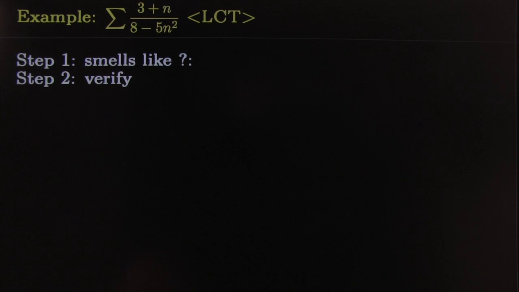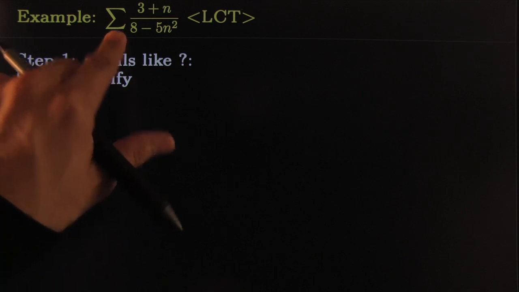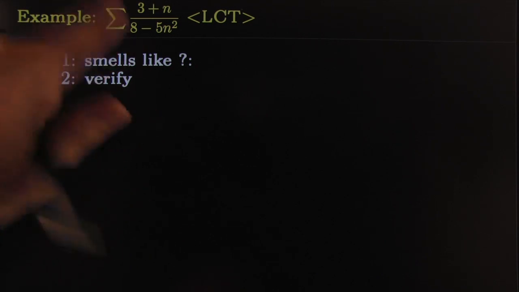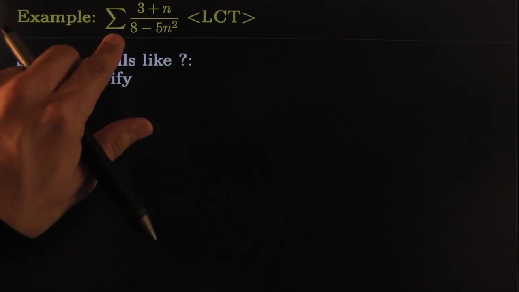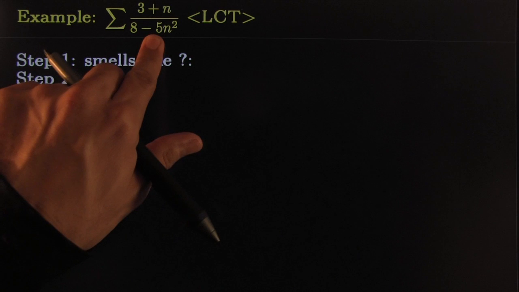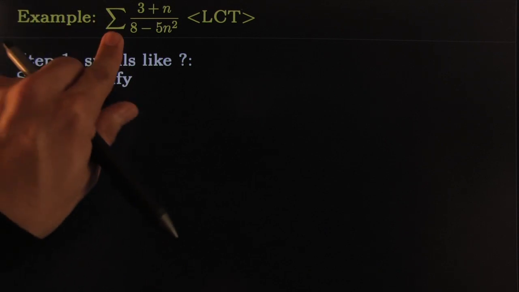Alright, so let's take a look at this very basic example. The example is the sum. Often people leave out these sums. For most of the series it starts off at 1 and goes to infinity. Sometimes they start off at 2 or 3 just to avoid zeros in the denominator. That part's not really interesting.